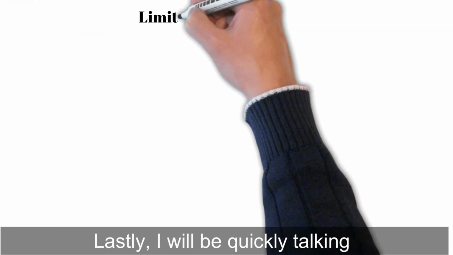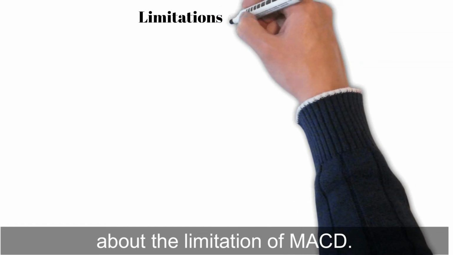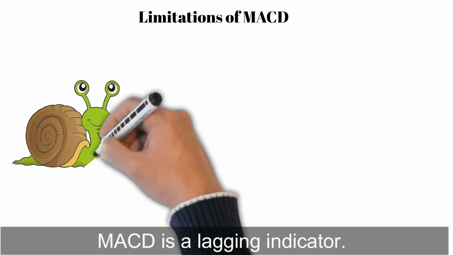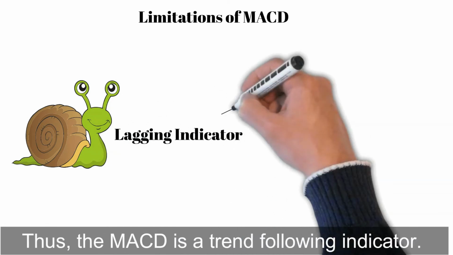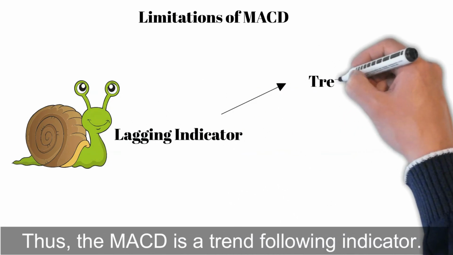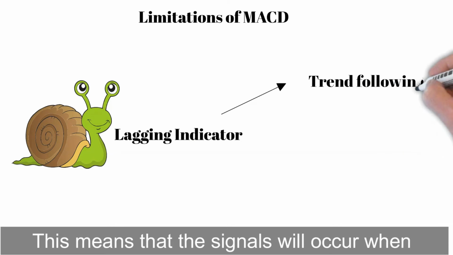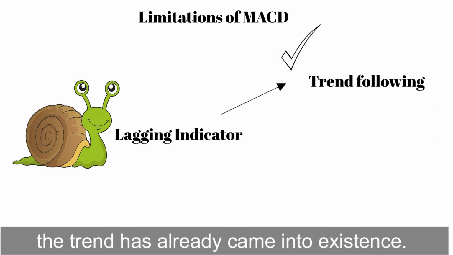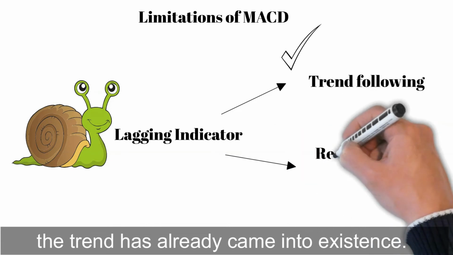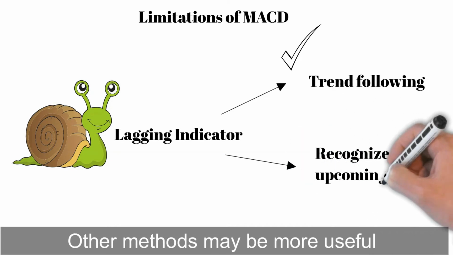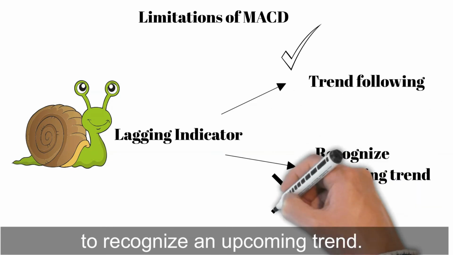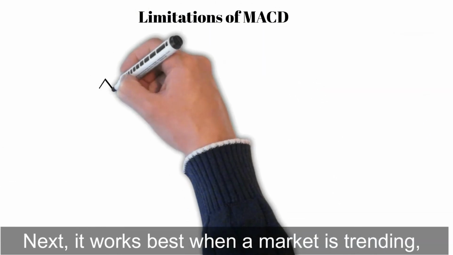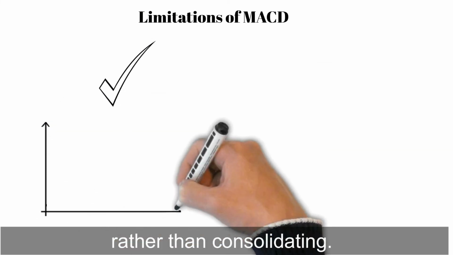Lastly, I will be quickly talking about the limitation of MACD. Similar to moving average, MACD is a lagging indicator. Thus, the MACD is a trend following indicator. This means that the signals will occur when the trend has already come into existence. Other methods may be more useful to recognize an upcoming trend. Next, it works best when a market is trending rather than consolidating.